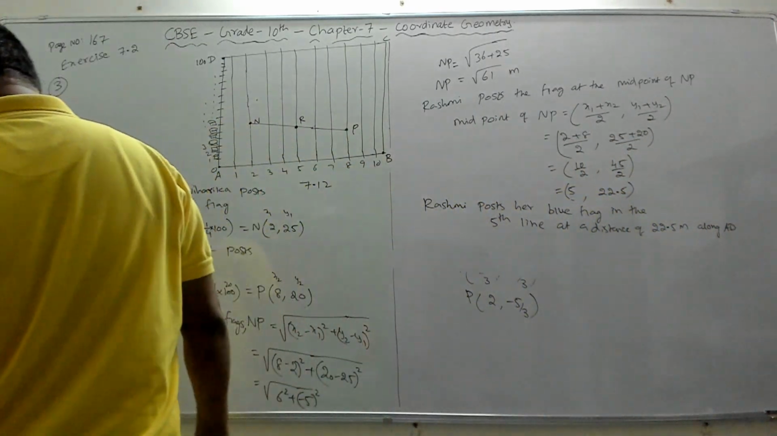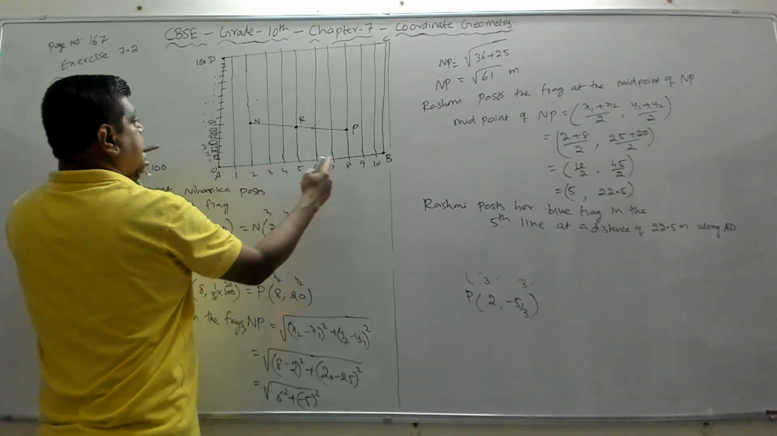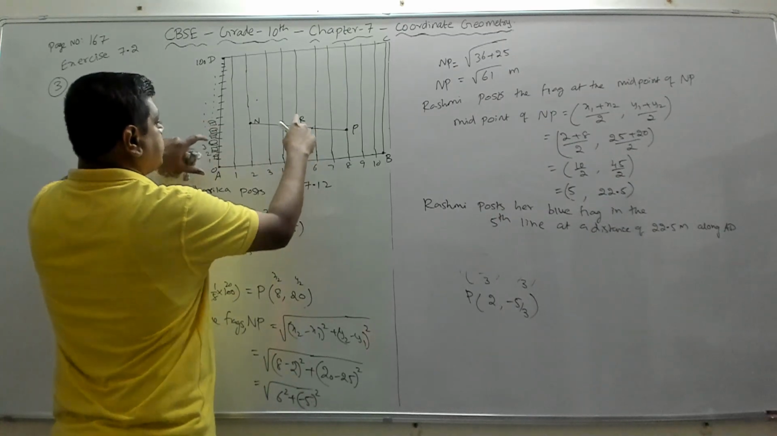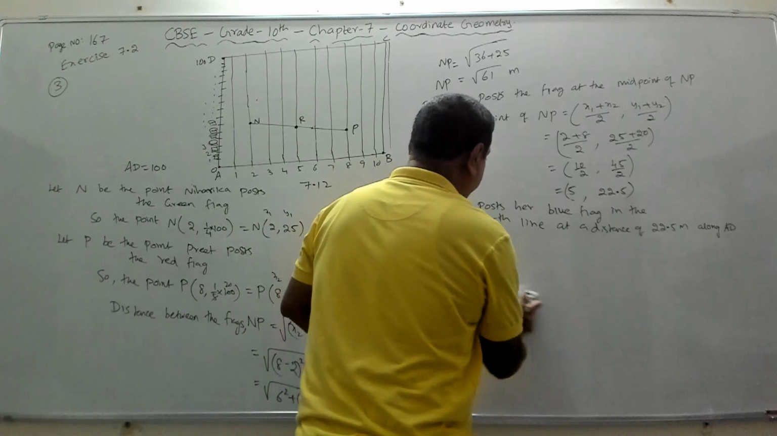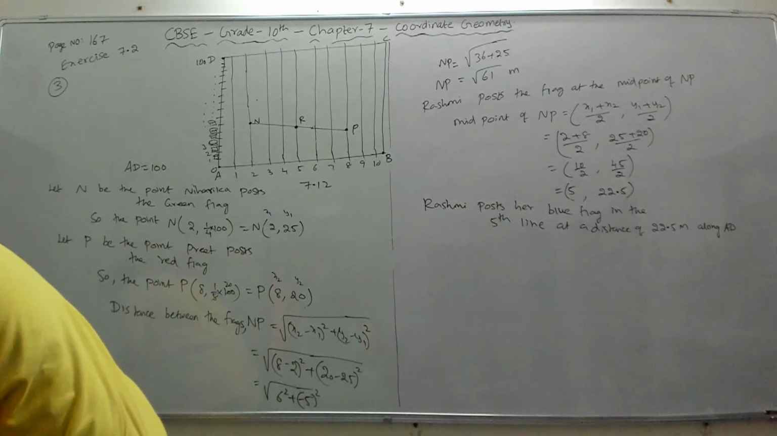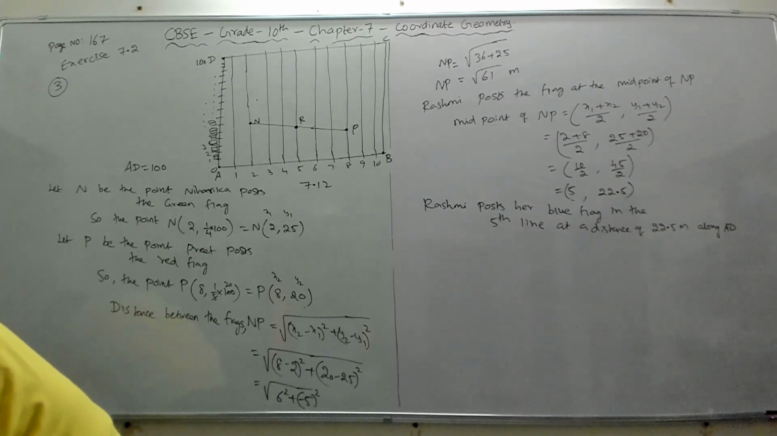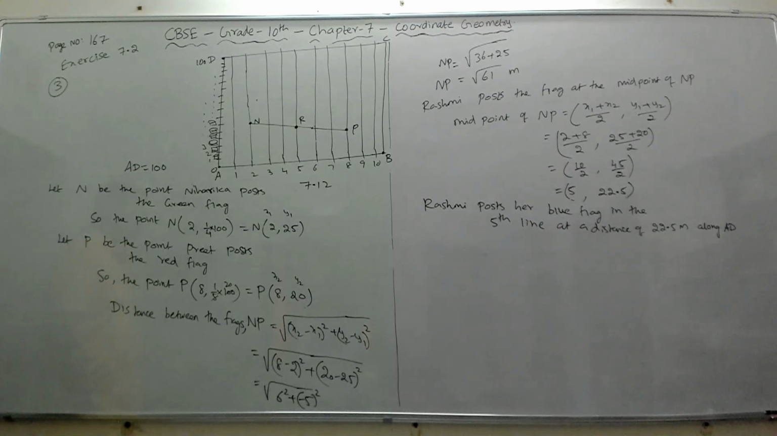At the distance of 22.5 meters along ED. This is 22.5, right? So that is the answer. So she will post it at the fifth lane at a distance of 22.5 meters. Fine. So all of you can pause the video and take the notes. I will go to the next problem, which is problem number 4.